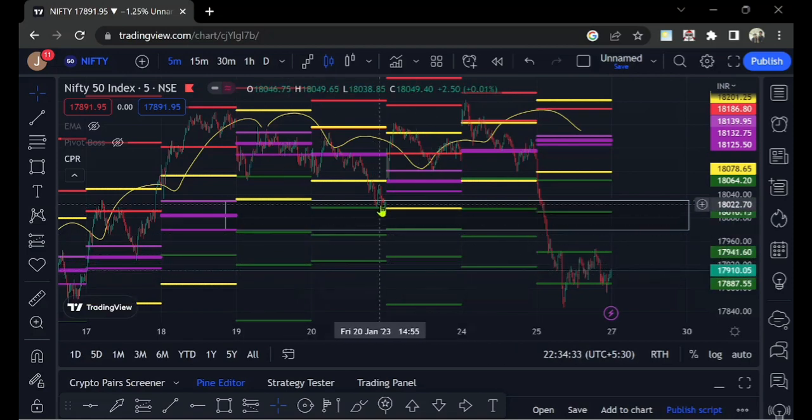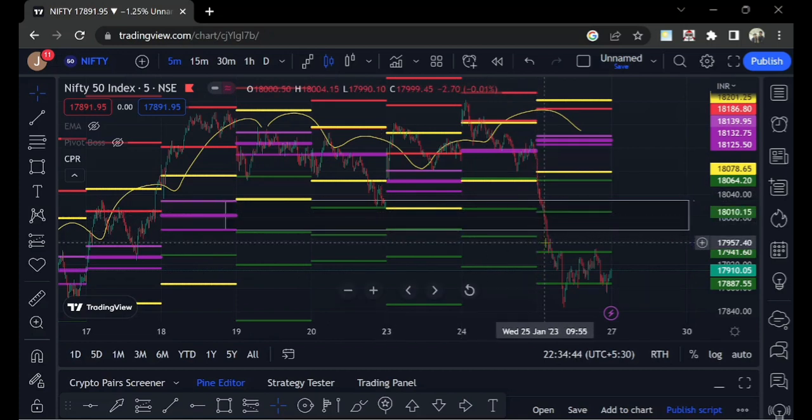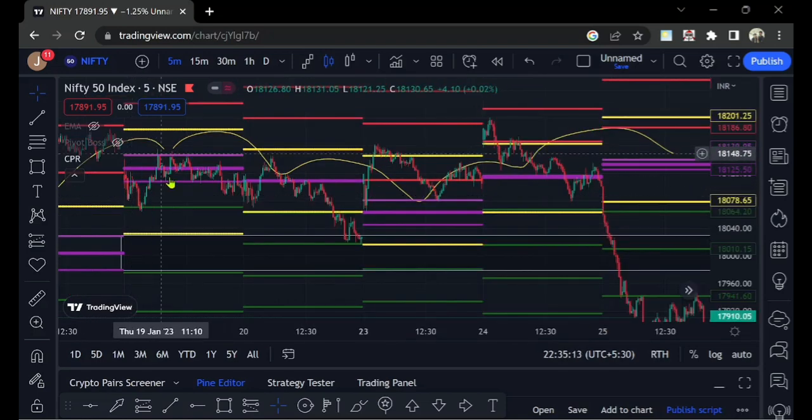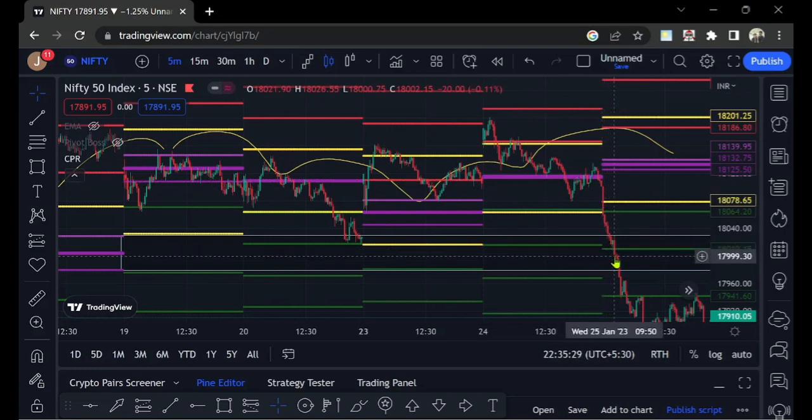You see, at this point, it is able to act as a support. This virgin CPR is acting as a support at this point. But here, the virgin CPR is broken. Okay. When the candles are inside the CPR, it is going sideways. When the candles are above the CPR, it stays on the uptrend. When the candles break the CPR, it is going downwards.